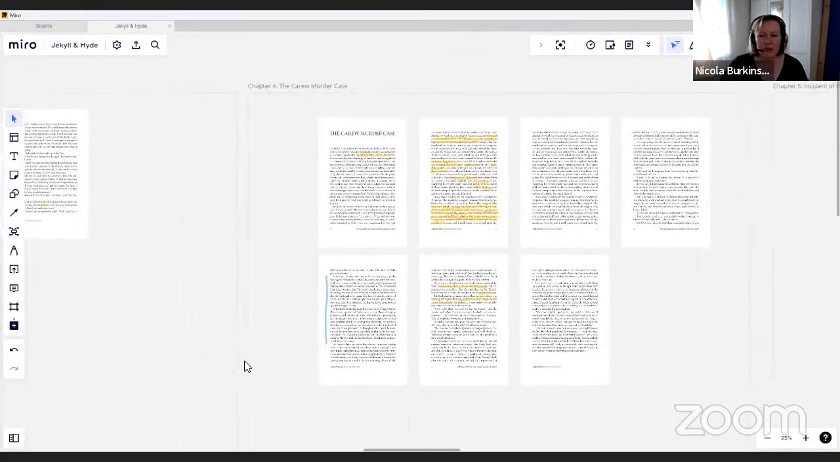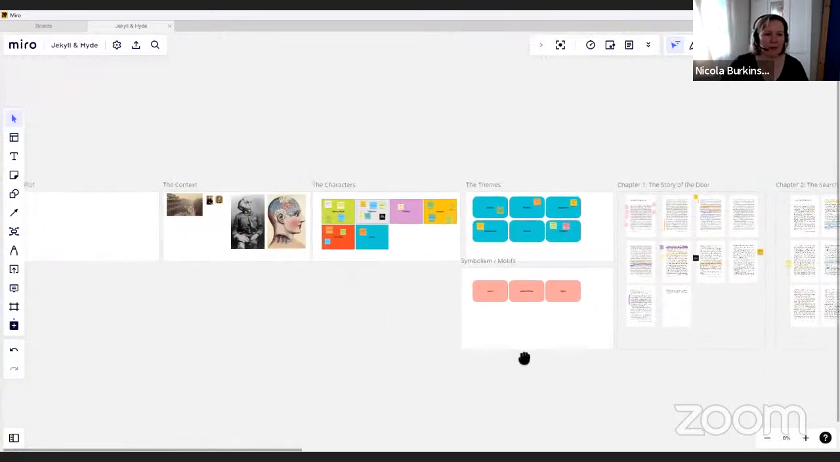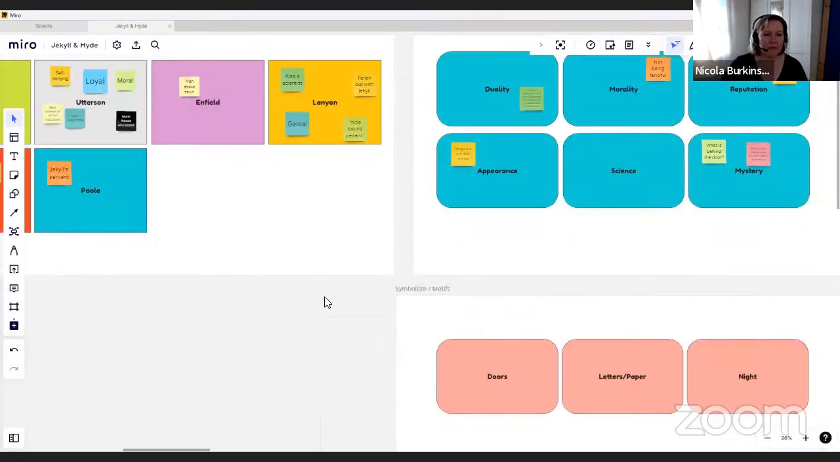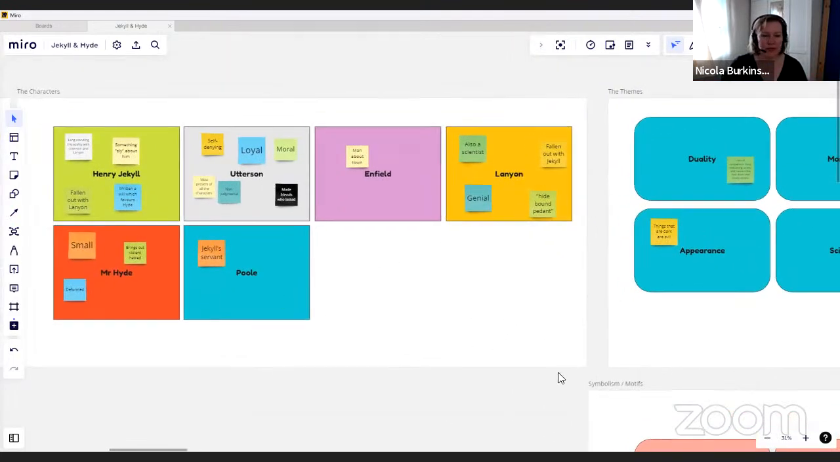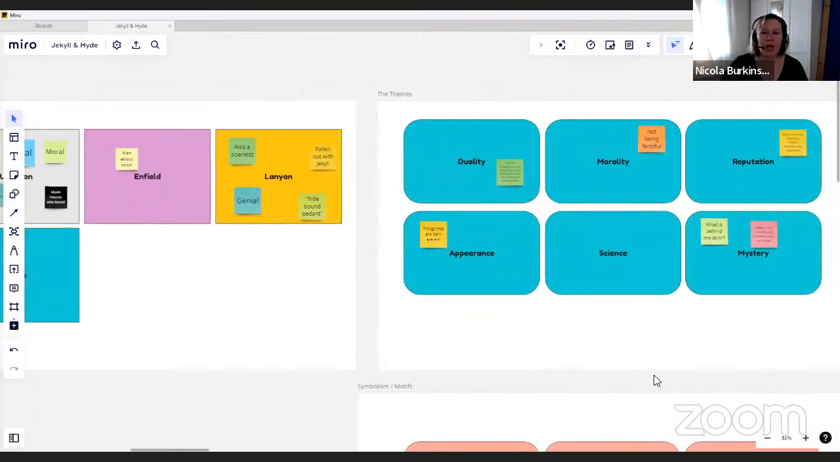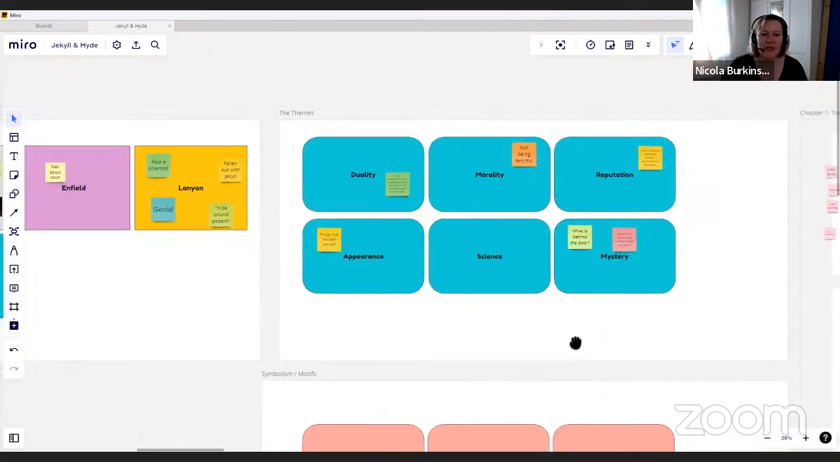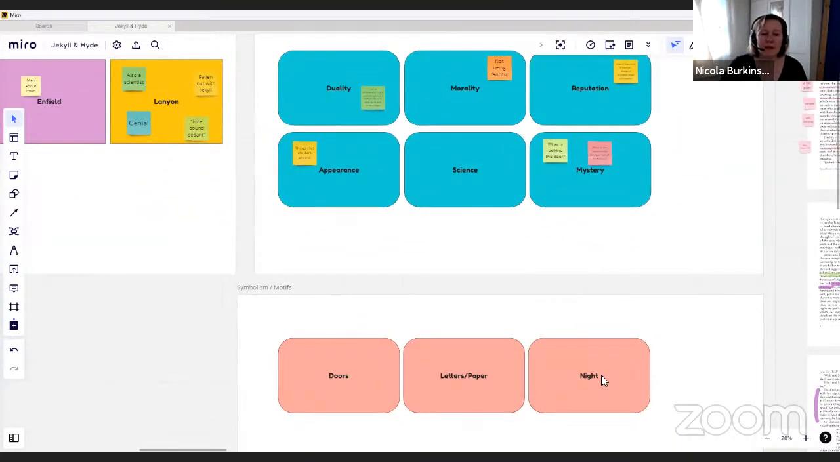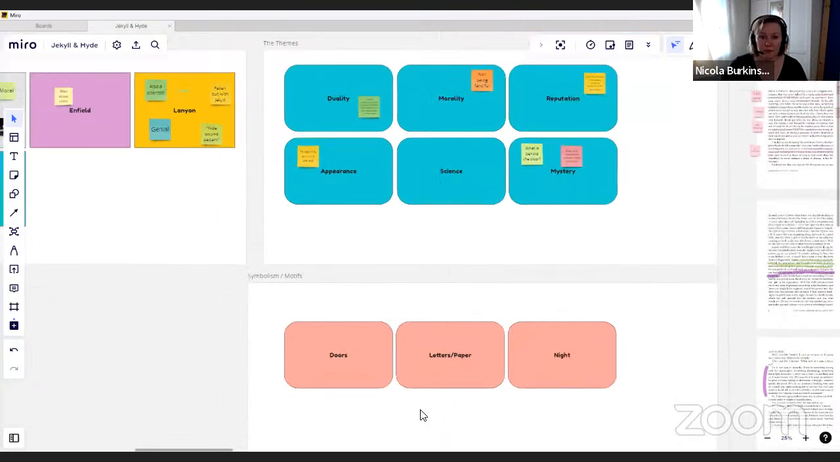Now, before we dive into reading, we've talked a little bit already about the characters, and we've started to identify some things about them, and there are some more characters we can add on later, which we will do. We've talked about some of the themes. We've started adding some ideas about the themes and what Stevenson says about these things. But we've also got to start thinking about some of the symbols and the motifs that we see in this book. Doors. We know that the first chapter is called The Story of the Door.